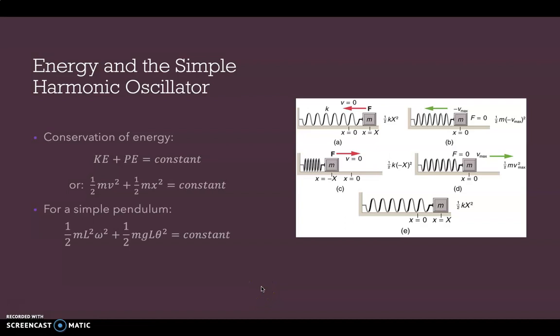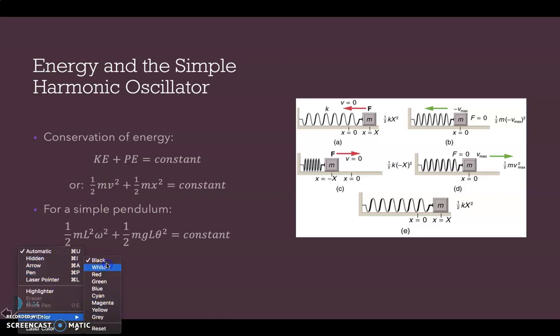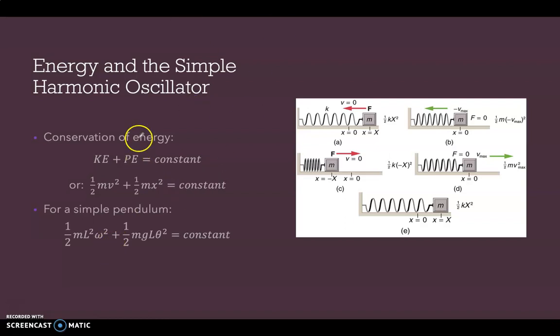All right, we're going to go ahead and continue our discussion. Now moving on to energy in the simple harmonic oscillator. So what we're going to do is first describe the conservation of energy. This is going to be true for the simple harmonic oscillator as well.